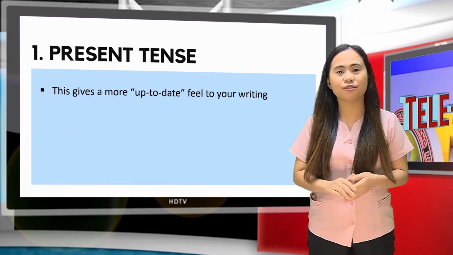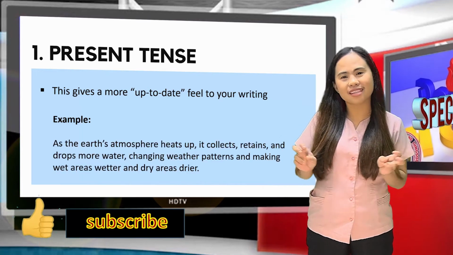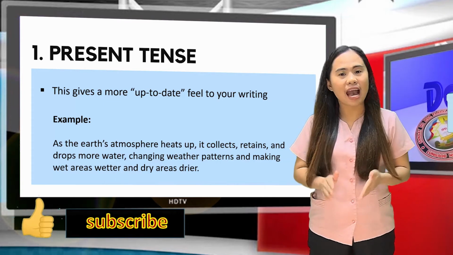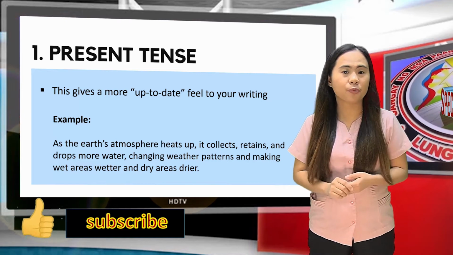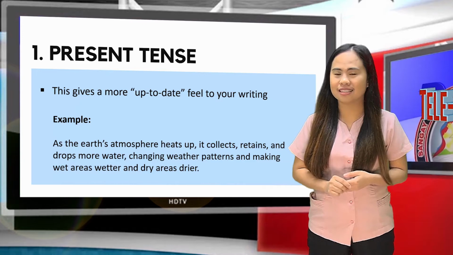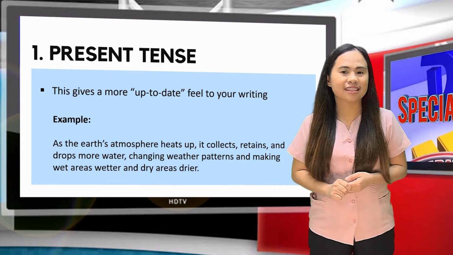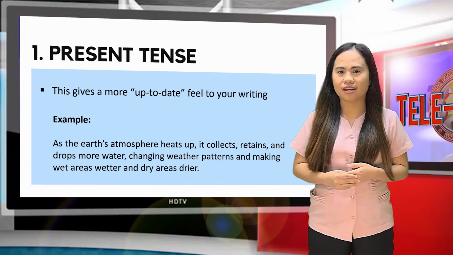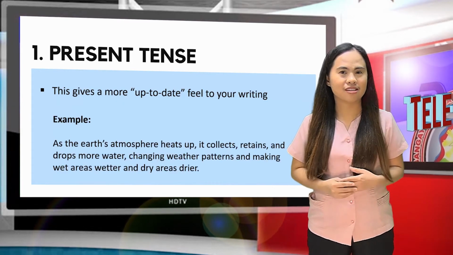First is the use of simple present tense. This gives a more up-to-date feel to your writing. For example, as the Earth's atmosphere heats up, it collects, retains, and drops more water, changing weather patterns and making wet areas wetter and dry areas drier. The use of simple present tense in that example implies that something is occurring, but not necessarily now. It also gives a sense of urgency for the issue.